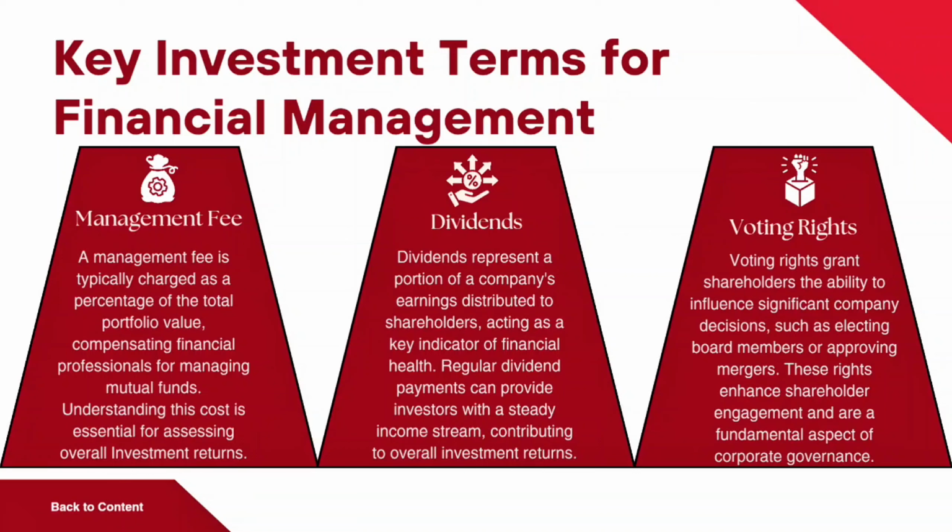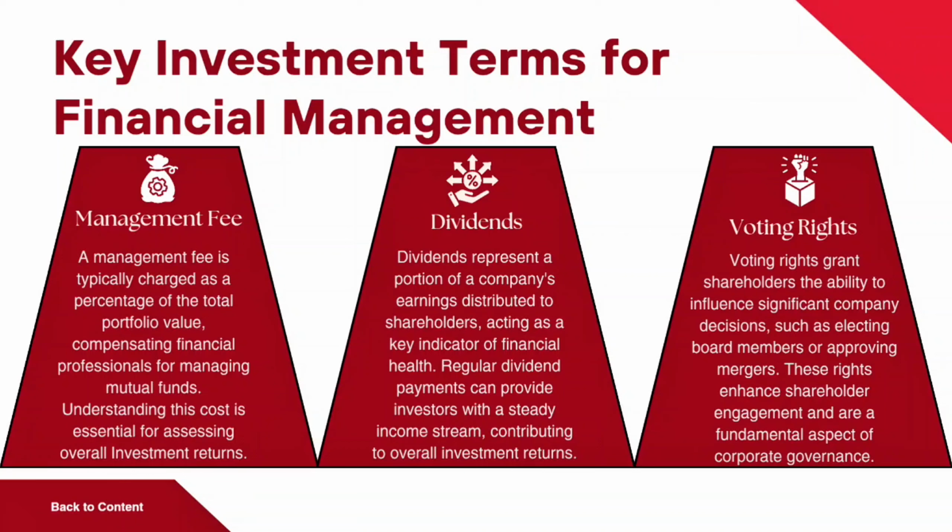Next is dividends. Dividends are a portion of a company's earnings that are distributed to its shareholders. They can be a significant source of income for investors and a sign of a company's financial health. For instance, companies like Nestle Philippines often pay dividends to their shareholders as a way of sharing their profits.